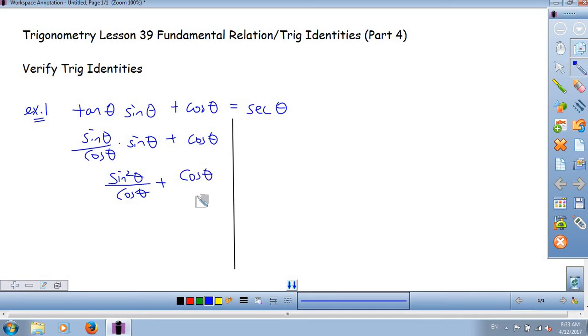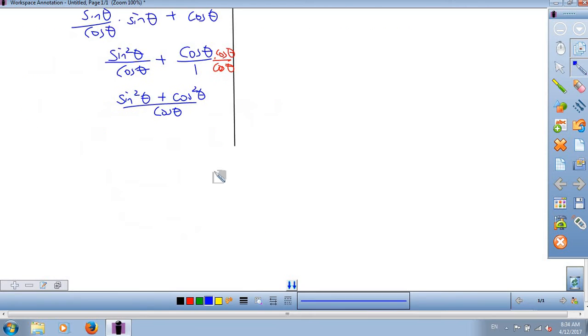Okay, now in order for us to combine these two terms, we have to have a common denominator in the fraction. Cosine has a denominator of 1 right now, so we need to have a common denominator of cosine theta. So we multiply this by cosine over cosine. That will give us sine squared theta plus cosine squared theta, and now both of them have a common denominator, which is cosine. So we can write them together in one fraction.